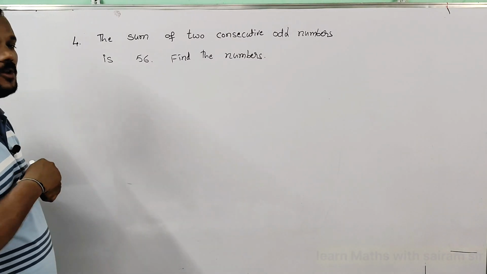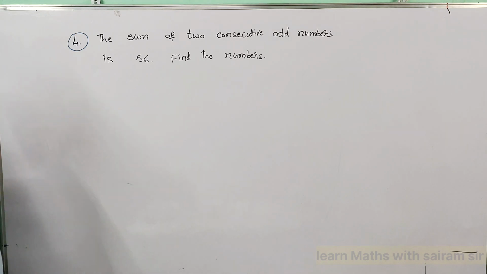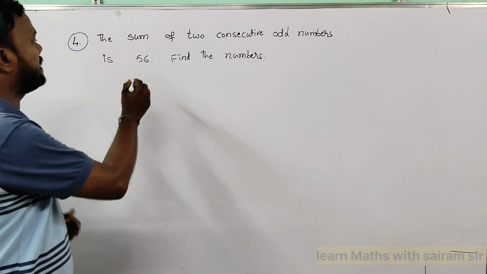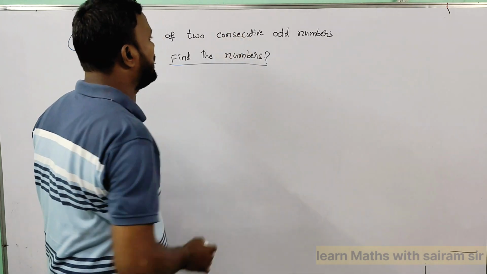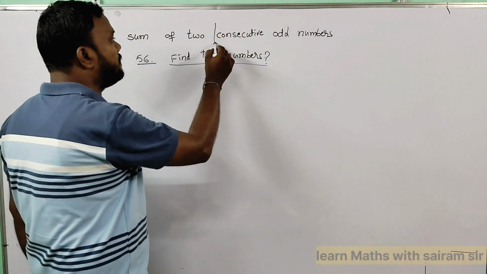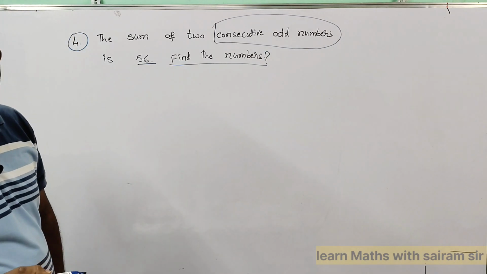Now let us see the fourth problem. In the fourth problem we have given that the sum of two consecutive odd numbers is 56. The sum of two consecutive odd numbers is 56. Then find the numbers. Here this word plays an important role: consecutive odd numbers. What are the examples of consecutive odd numbers?